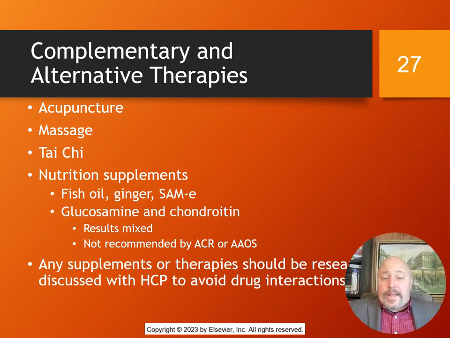Other complementary and alternative therapies, acupuncture, massage, tai chi, a lot of nutritional supplements such as fish oil, ginger, glucosamine, and chondroitin. And any supplements or therapies, again, make sure that these are documented within your patient's chart. Make sure that the provider who's writing their prescriptions knows when a patient is on these complementary and alternative therapies. We don't want to discourage the patient from seeking alternative therapies, but we want to make sure it's documented. Make sure everybody is on the same page for exactly what that patient is taking.